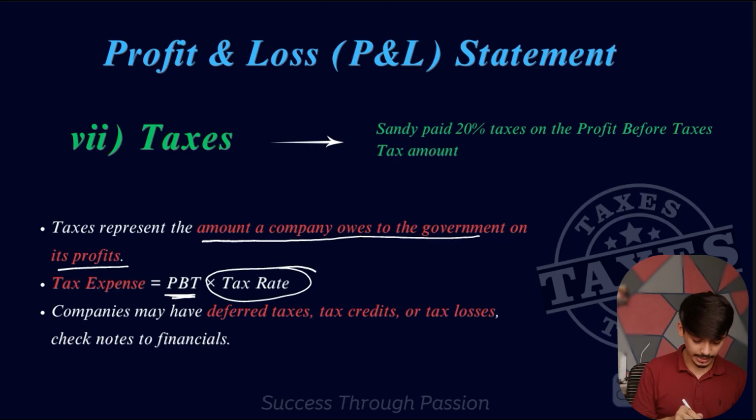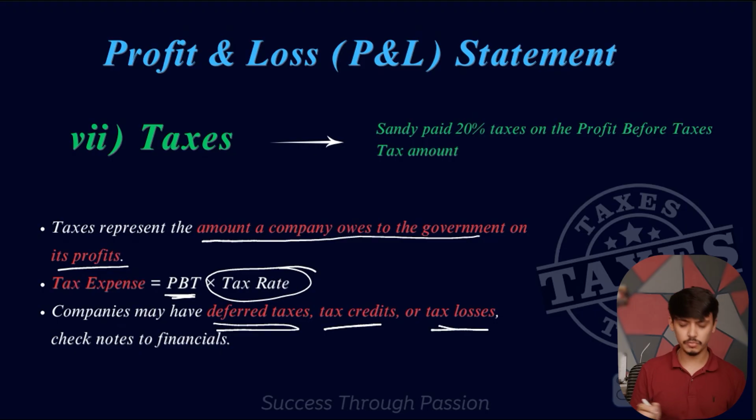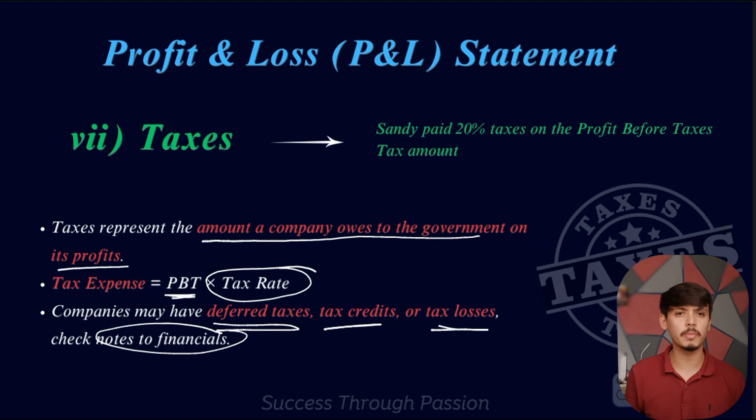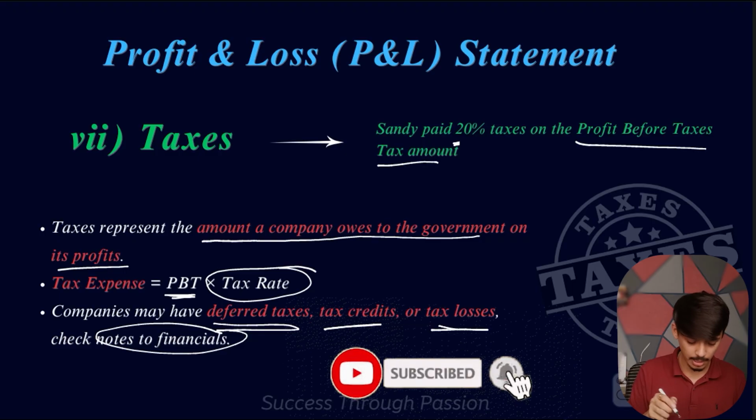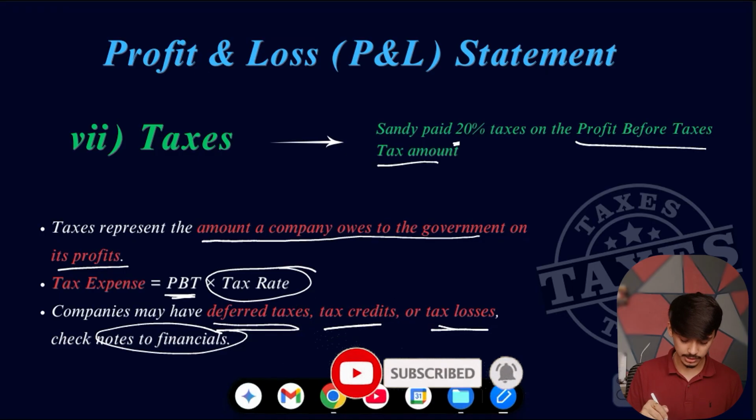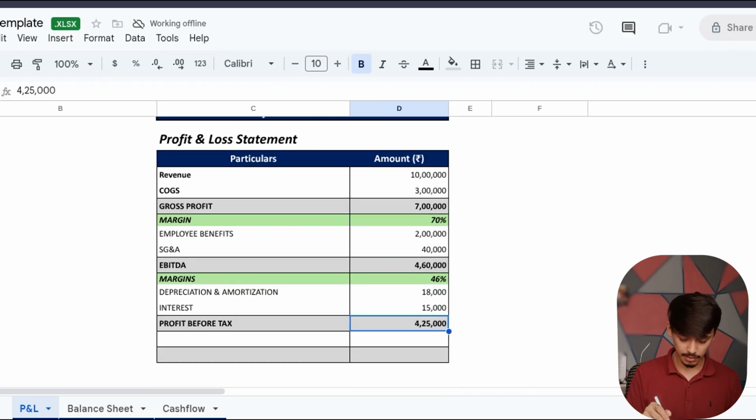And the final point is that companies may have deferred taxes, tax credits, or tax losses, which we can check from the notes to accounts that are submitted in the annual report. So when a business incurs any losses, they get tax losses to harvest against future profits. That way they can reduce the entire tax that they are paying to the government. And in our example, we see that Sandy paid 20% taxes on the profit before taxes amount. So we will model this entire 20% in our model.